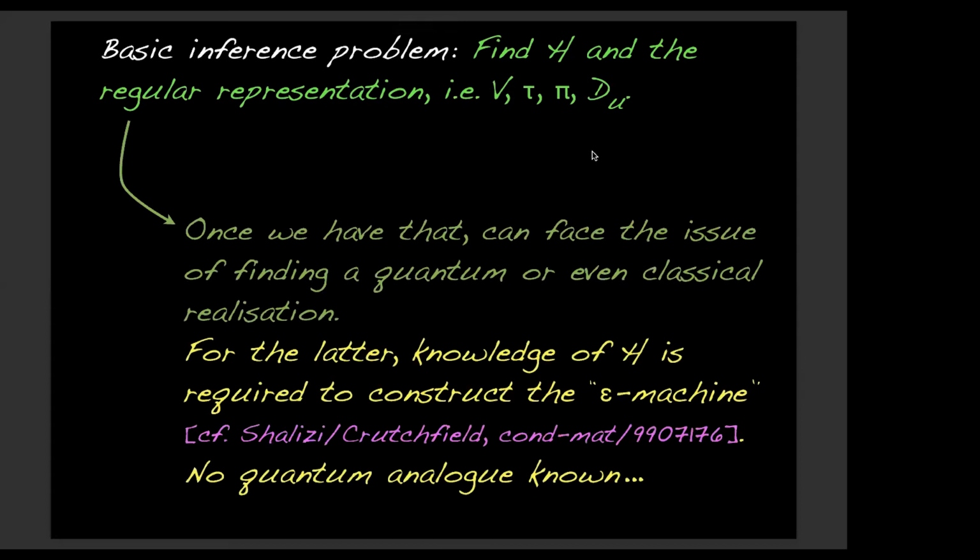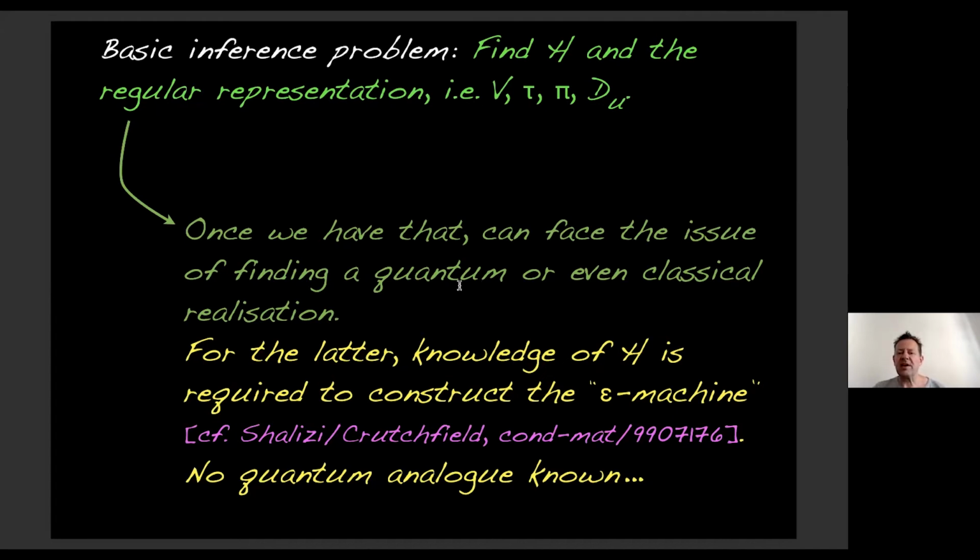The reason why this is an interesting intermediate question is that this is a finite set of data, and the process is an infinite series. It contains infinitely many correlations a priori, and the Hankel matrix is an infinite object. It's not very useful. This is a finite thing. So once you have that, then you can start working on it. You can face the question of whether there is a quantum or a classical realization.